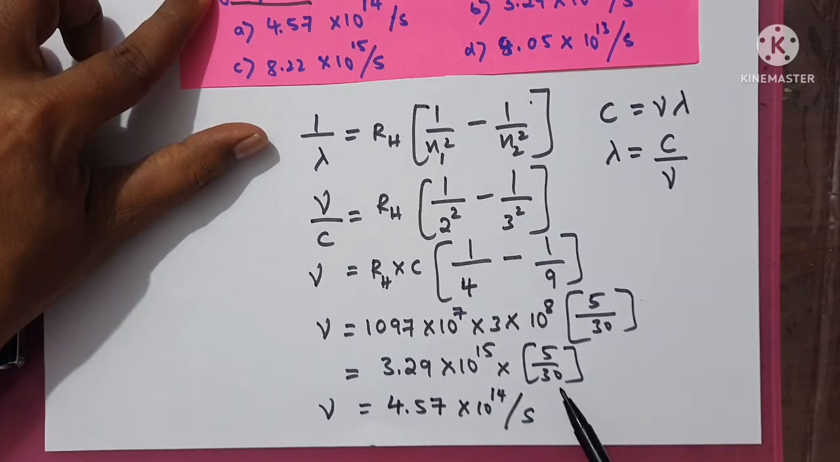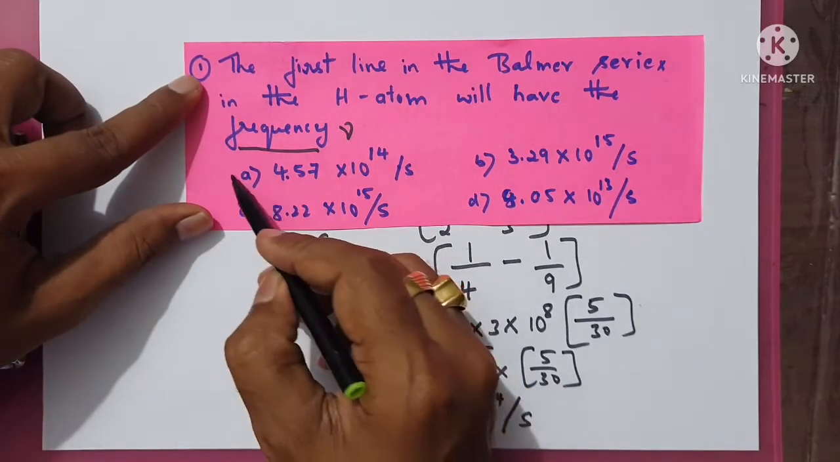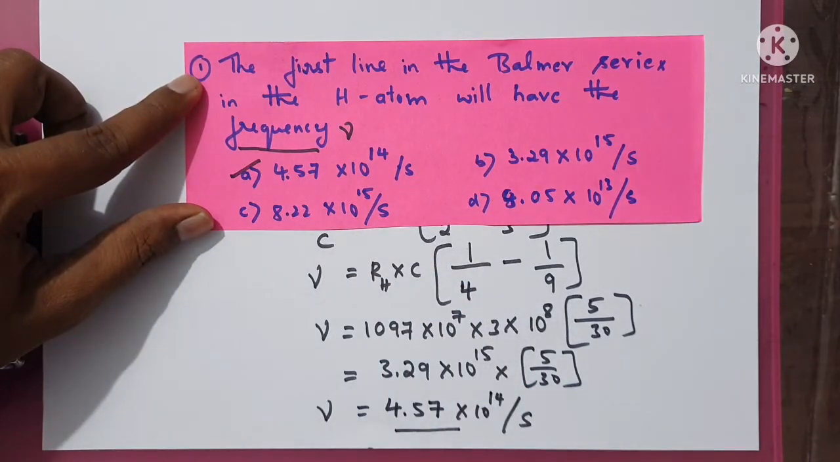Hope you can simplify this, and when you simplify the above, you will get this value, 4.57 into 10 to the power of 14 per second. It is seen in option A. So A is the correct option.